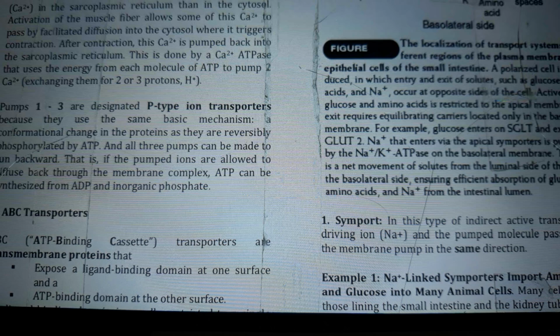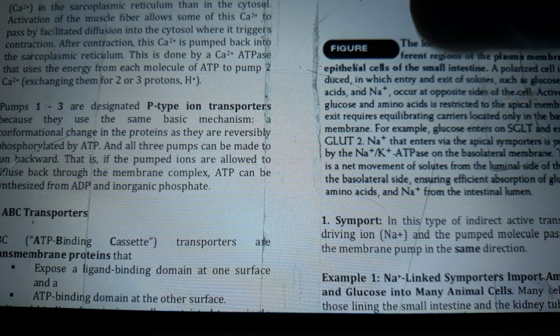3. The calcium ATPase of skeletal muscle. In resting skeletal muscles, there is a much higher concentration of calcium ions, Ca2+, in the sarcoplasmic reticulum than in the cytosol. Activation of the muscle fiber allows some of this calcium to pass by facilitated diffusion into the cytosol, where it triggers contraction. After contraction, this calcium is pumped back into the sarcoplasmic reticulum. This is done by a calcium ATPase that uses the energy from each molecule of ATP to pump 2 calcium ions, exchanging them for 2 or 3 protons, H+.